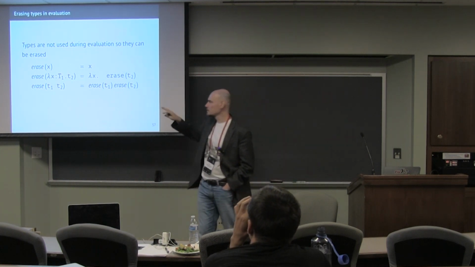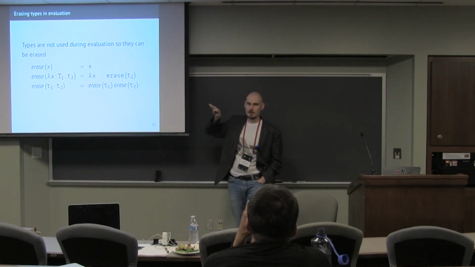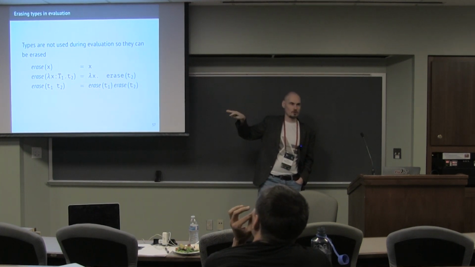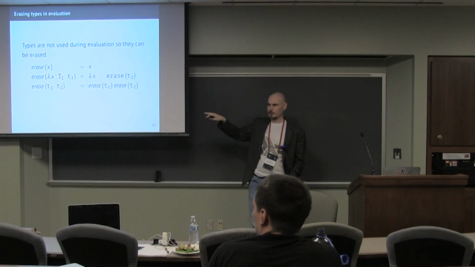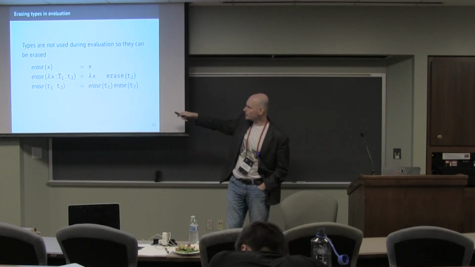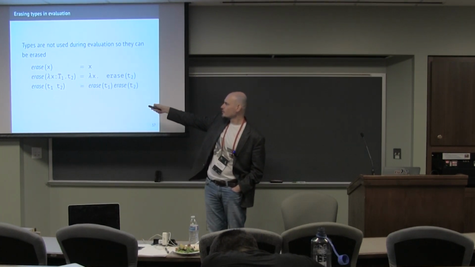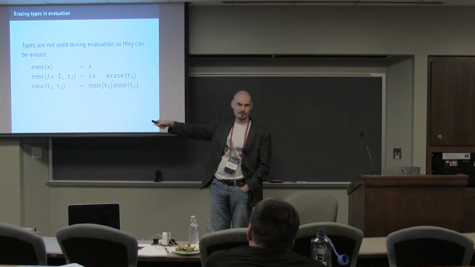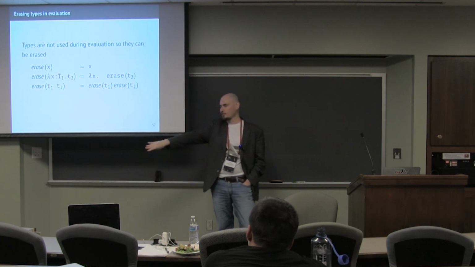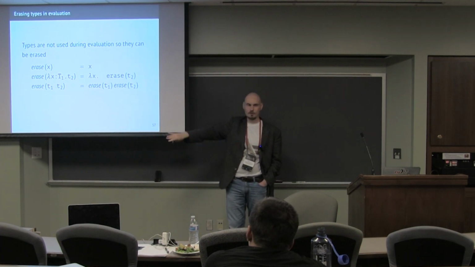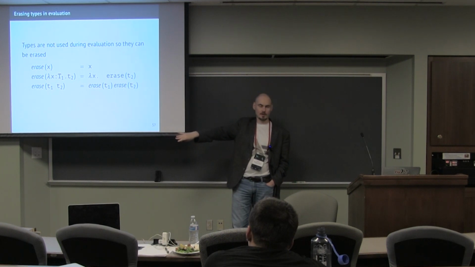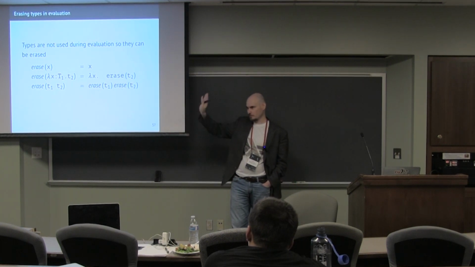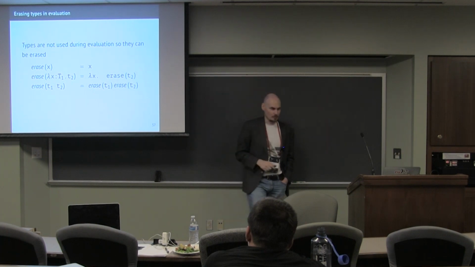This function erase is just turning your simply typed lambda calculus term into untyped lambda calculus. So technically, the only thing it is doing is just removing this colon T1 part. So you see, it was lambda abstraction, and now it's again lambda abstraction, but without this typing information. So you just erase all type information from the term, and then you have untyped lambda calculus. And then you can evaluate it without bothering about types at all.